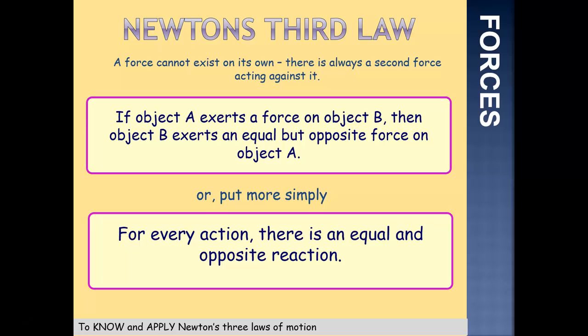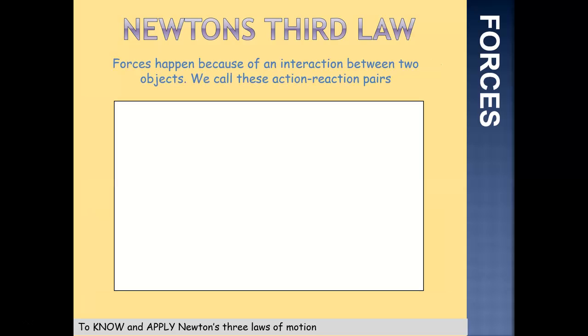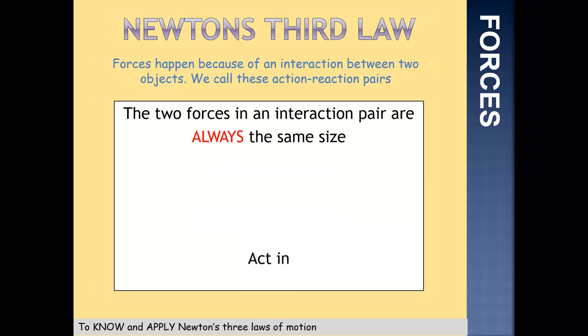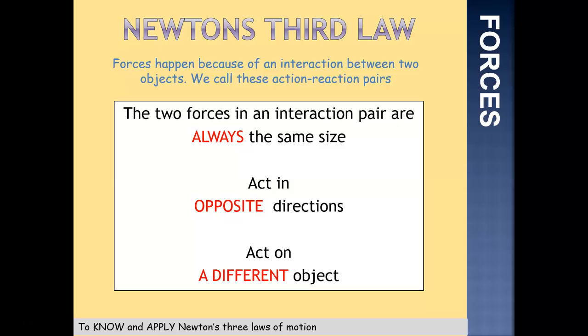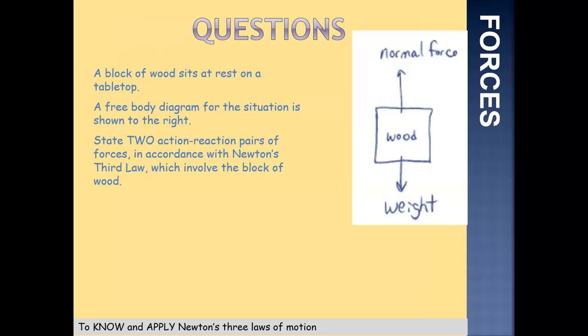If there is one force being applied on an object, there will be a second force applied away from the object, onto the object that's applying the force in the first place. Forces happen because of interactions between objects, and we call these action-reaction pairs. So the two forces are always the same size, they act in opposite directions, and they act on a different object. Let's have a look at an example.